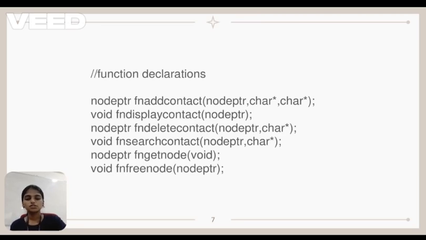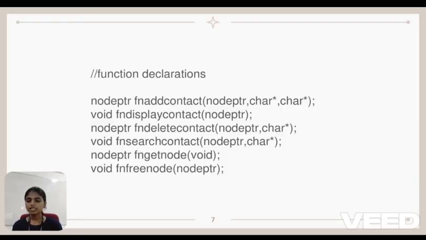These are the functions we used. fn get node, add a new contact. fn display contact, display all the contacts. fn delete contact, it deletes the contact by name. fn search contact, it searches a contact by name. fn get node creates a new empty node. fn free node frees memory.